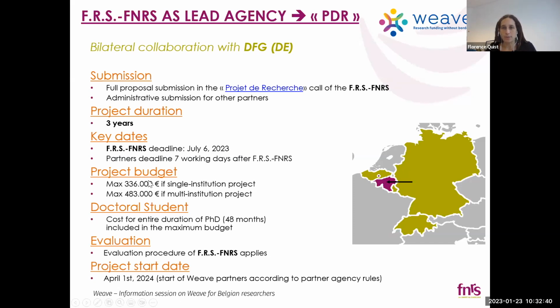The project budget is a bit different. So here, the maximum budget for a single institution project is 336,000 for the 3 years. And the maximum budget for the multi-institution project is 483,000 euros per year. The doctoral student here, the cost for the entire duration, so the 48 months, must be included in your maximum budget. Once again, the evaluation procedure of the F.R.S FNRS will apply, and the project start date will be set at April 1st, 2024. And of course, your partners start at their agency according to the rules of their agency.